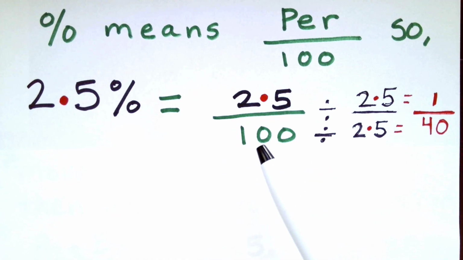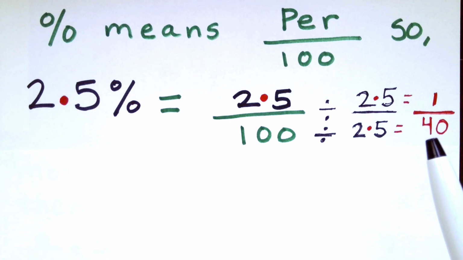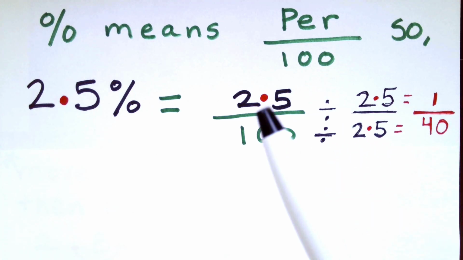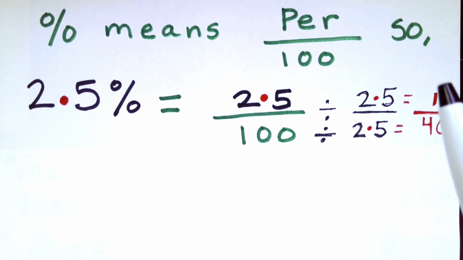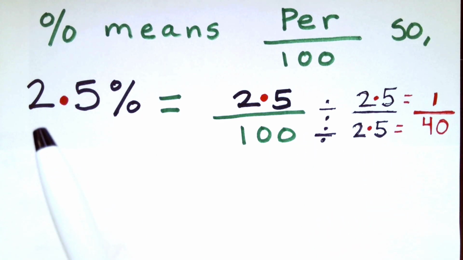First, we'll focus on the 10. 2.5 plus 2.5, or 2.5 times 2, is 5. So 2.5 times 4 would be 10, leaving me the 0. 2.5 times 40 would be 100, what you see here. And I know 2.5 times 1 is 2.5. So that's one way you can reduce this fraction. And you've converted 2 and 5 tenths percent into a fraction of 1 over 40, or 1/40th, is another way to say it. Here is another method you could use.